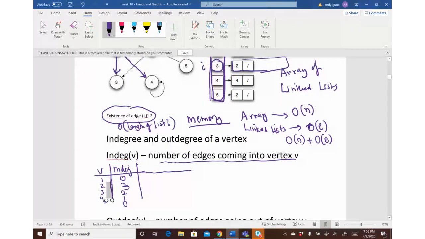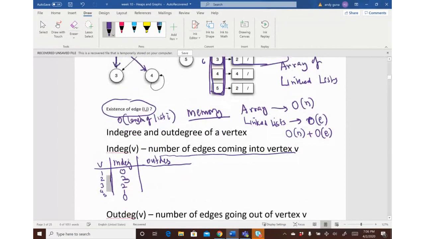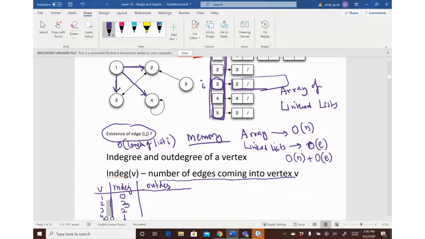All right, and the out degree is the number of edges that are going out of the vertex. So for example, out degree of 1 is 3, because there are 3 edges going out of vertex 1. And the out degree of 2 is going to be just 1. Only 1 edge is going out of 2, that's 2 to 3. Out degree of 3 is going to be 1, because you have 3 to 2.